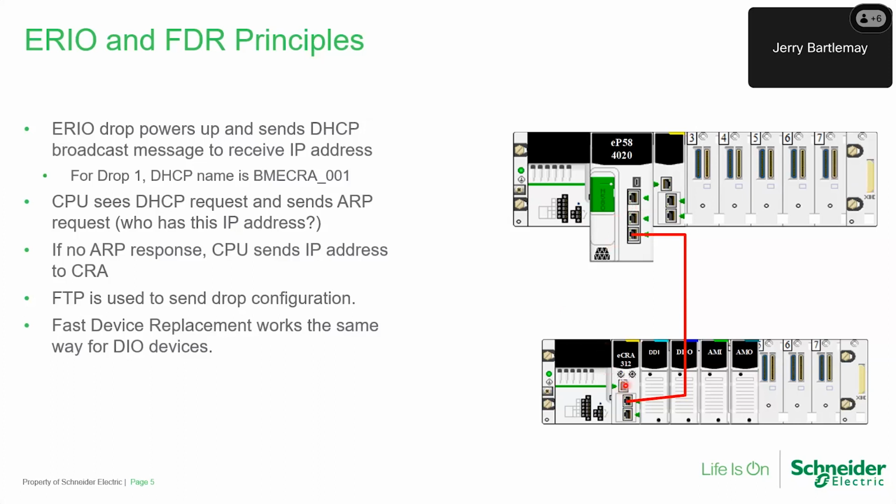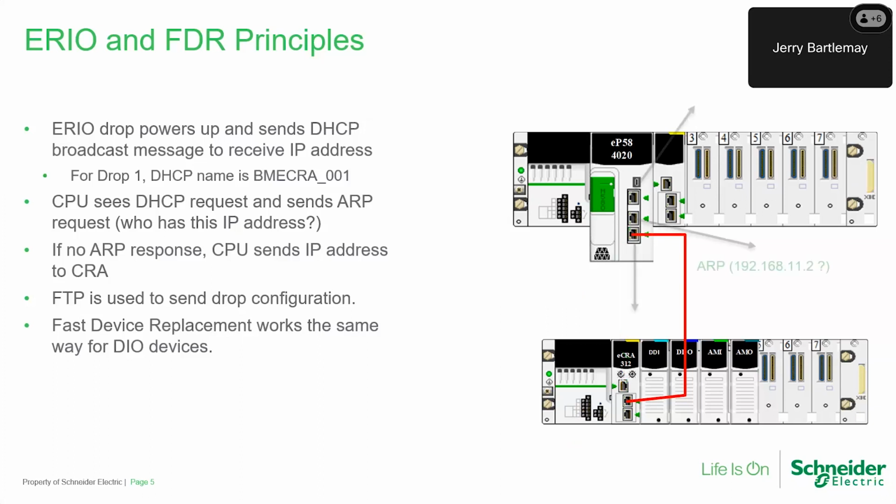This is an ASCII character name that we send out. And in this case, the CRA module, the drop adapter, has a fixed naming convention. So it's BMECRA_ and then 3 digits that represent the drop number, which is right above that laser pointer: there are 2 address wheels. And those are set, if it's drop 1, they're going to be set to 0 on the left and 1 on the right. And the DHCP name then for that drop would be BMECRA_001. So it powers up and it sends out a DHCP message request.